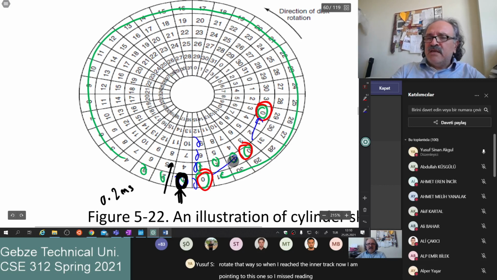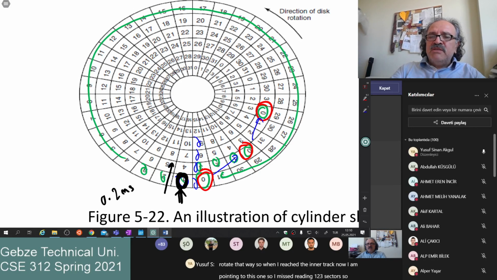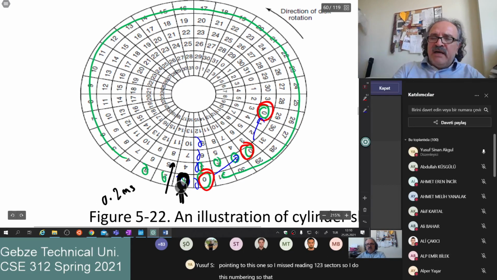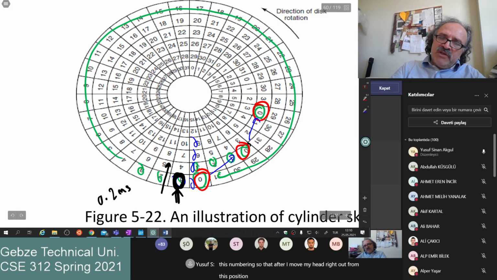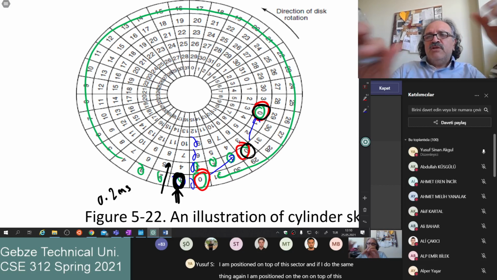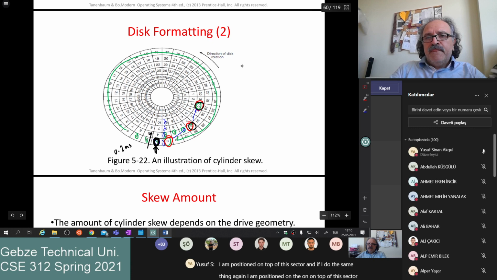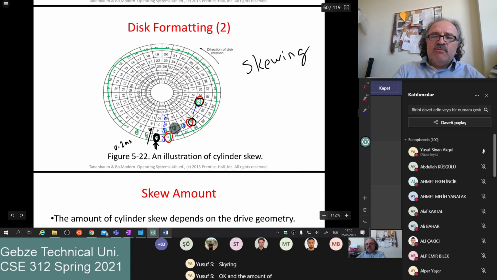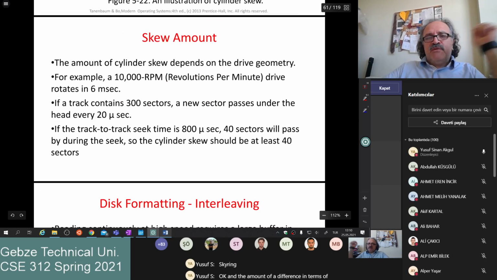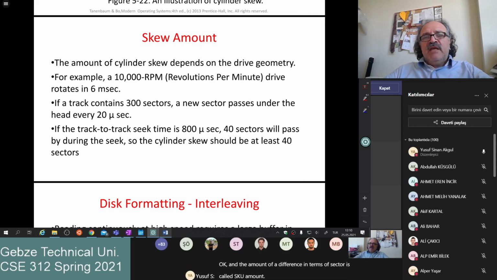1, 2, 3 sectors. So I do this numbering so that after I move my read-write head from this position to that position, I am positioned on top of this sector. And if I do the same thing again, I am positioned on top of this sector. So this is called skewing, and the amount of the difference in terms of sector is called skew amount. The amount of cylinder skew depends on the drive geometry.